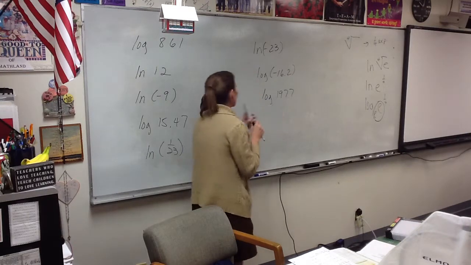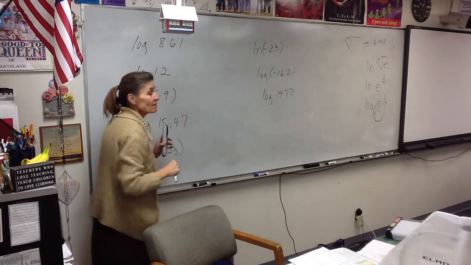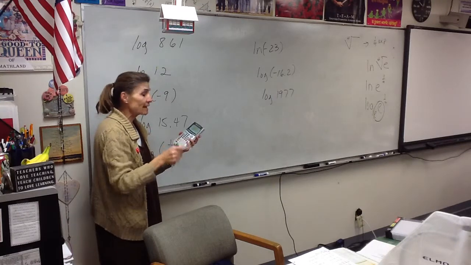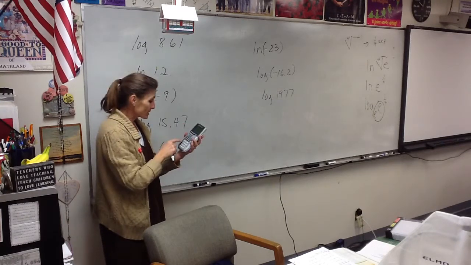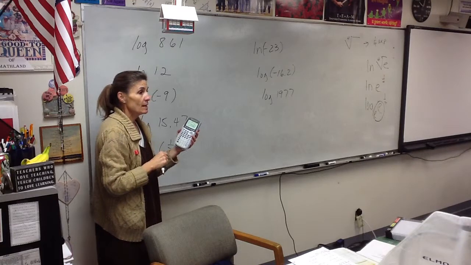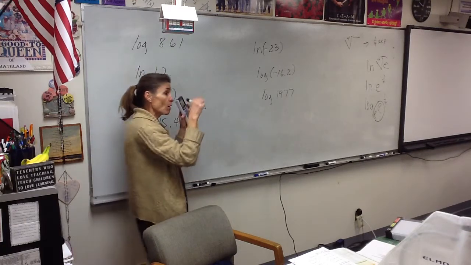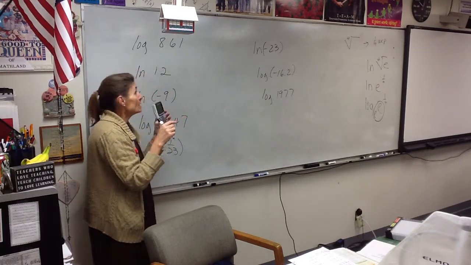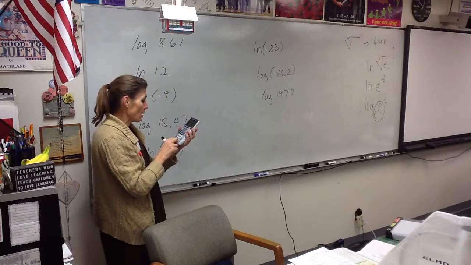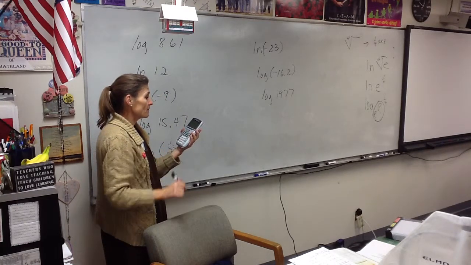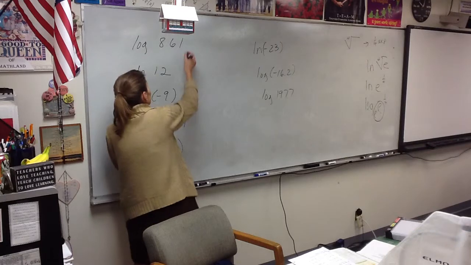Okay, here's how this works. We want the log of 8.61, so we do exactly what you would think we do. We press log, and as soon as you do that, did it throw up some parentheses for you? Just one. So you just put in 8.61, close those parentheses and press enter.